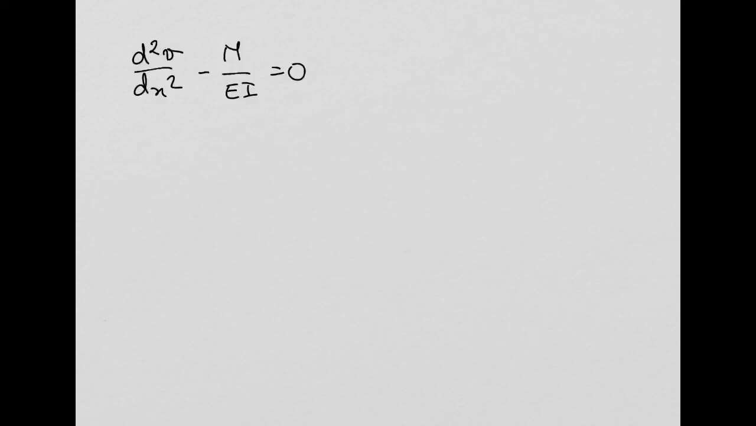I'm going to build the residual. So my residual is going to be obtained when I replace the exact answer, V, with my approximation, V hat, right? So my residual will be the second derivative of V hat n with respect to x squared, minus M over EI. This is my residual.